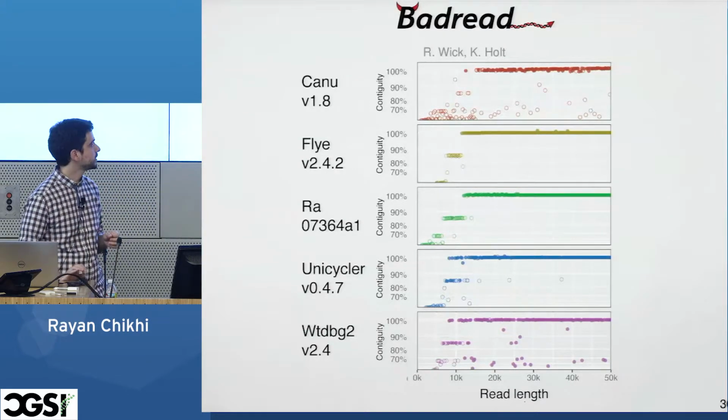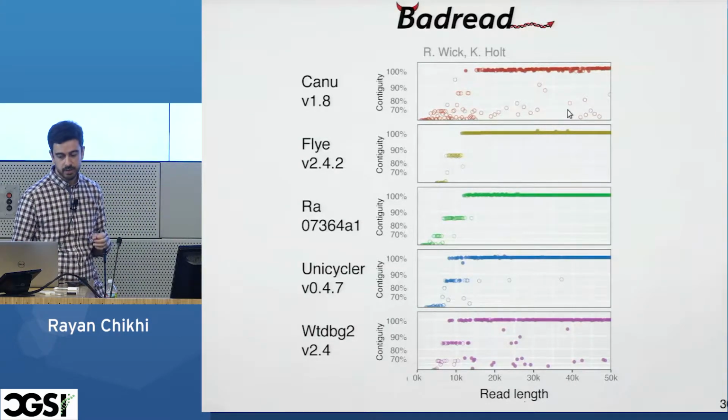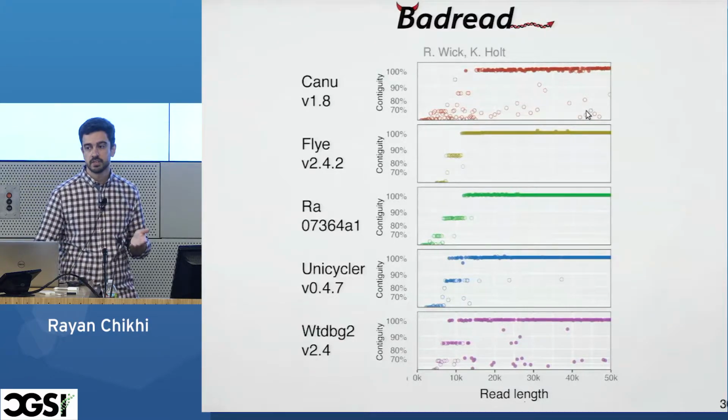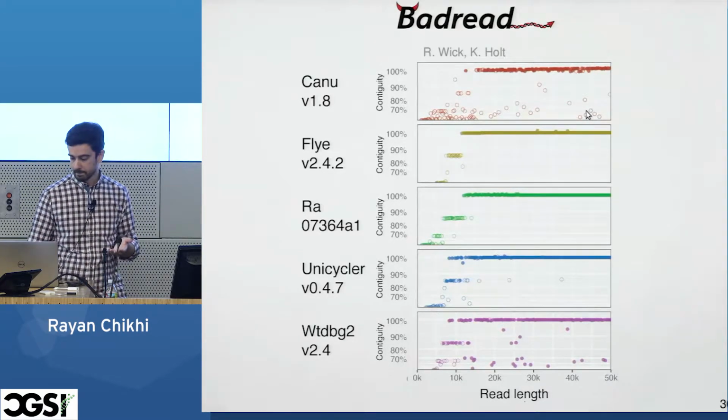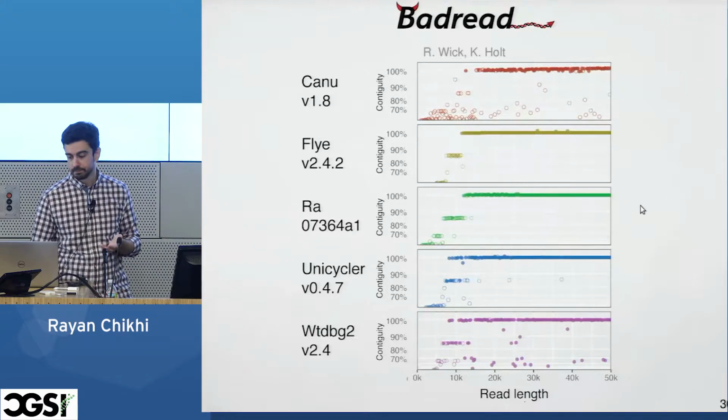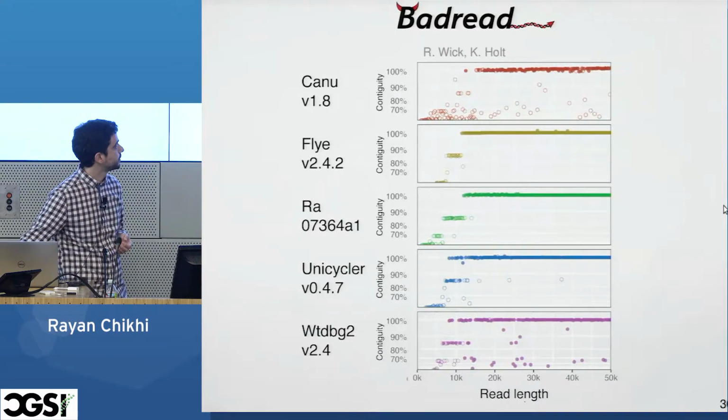And there is some interesting jittering in some assemblers where, in fact, with high coverage, they don't even achieve perfect assembly in some cases. But some are actually much more robust. So that was for read length.